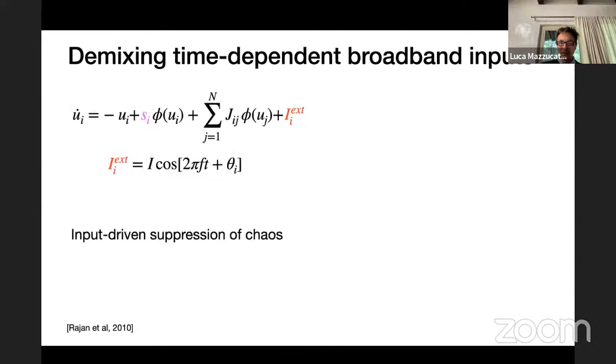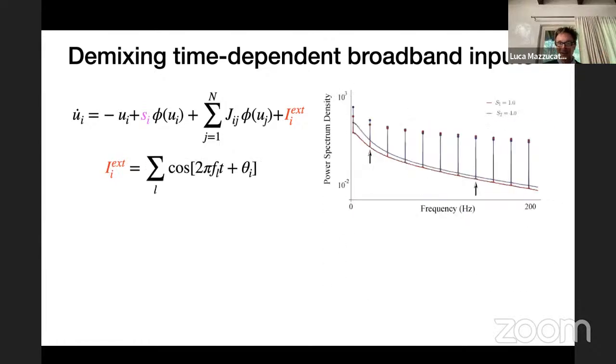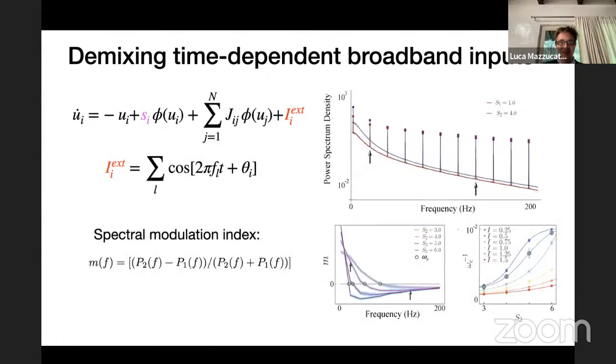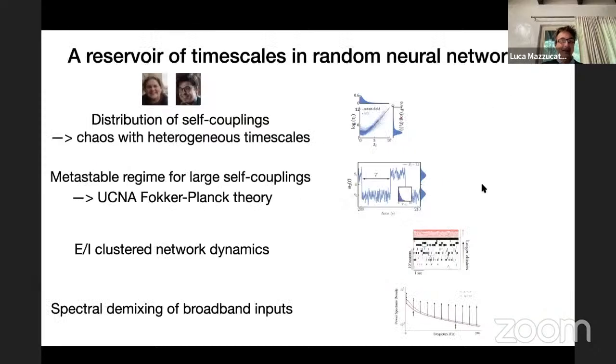So this matches qualitatively the results from recurrent network dynamics. Okay, something else I don't have time to show you, but it's in the paper. What is this good for? Well, we can use this network with multiple timescales to do a demixing of broadband inputs, using the idea that Kanaka Rajan had of suppressing chaos. But I guess I don't have time to show you that. I can show you if you ask me a question. So let me wrap this up.